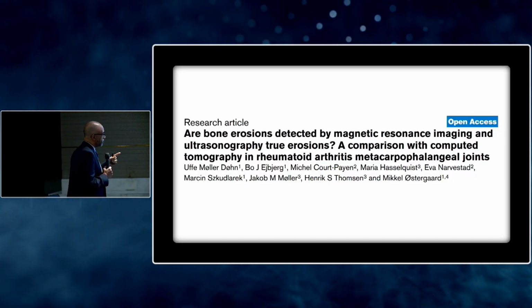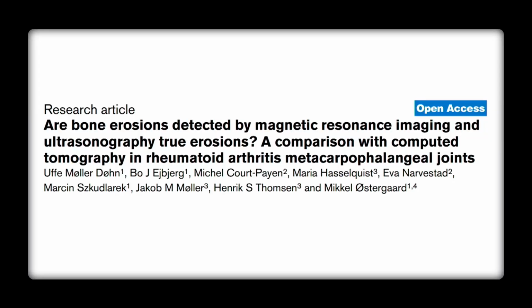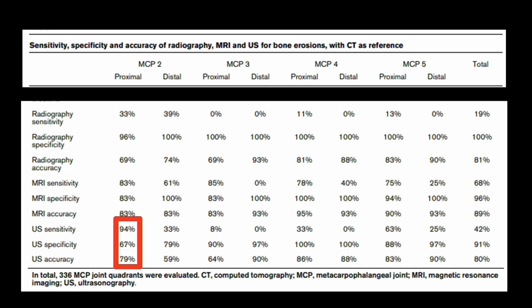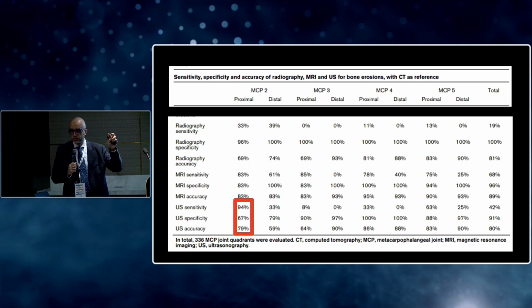This nice paper was revised by the team of Mikkel Østergaard and Skodler from Denmark. They examined 336 hands using the modalities CT, MRI, ultrasound, and conventional X-ray, to answer the question: is every OMERACT-defined erosion a real erosion or not? I'll try to be a little bit fast. I look here at the ultrasound column, and you can see ultrasound performs very well in sensitivity. You have 94% detection of erosion, a very high sensitivity of ultrasound.